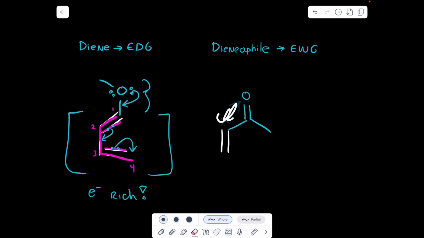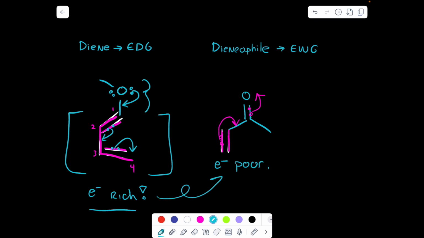And we can prove that this group is electron withdrawing with a resonance structure. If this is our dienophile, we could draw 2 in, 2 up. Seeing that this group, the carbonyl group, takes electron density away from the system. Therefore, it makes the dienophile more electron poor. And electron-rich things love electron-poor things. Therefore, this reaction is very favorable, and we can make our 6-membered ring.